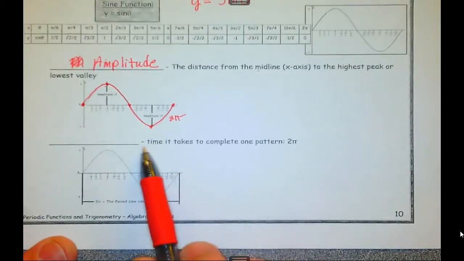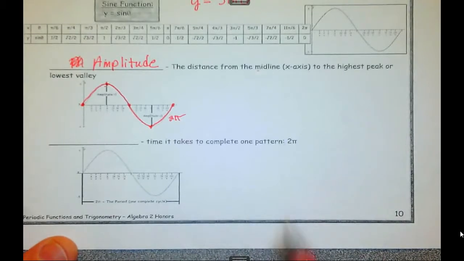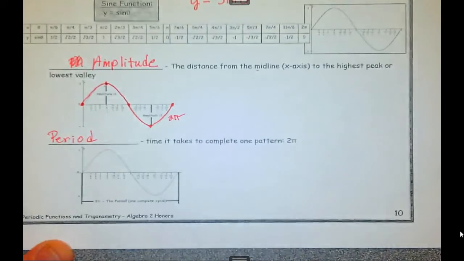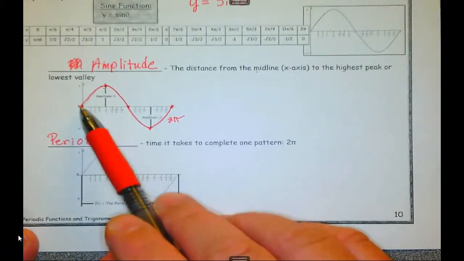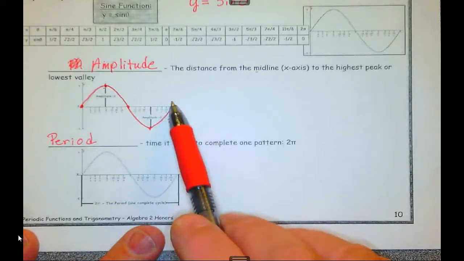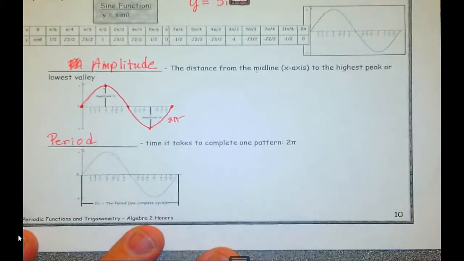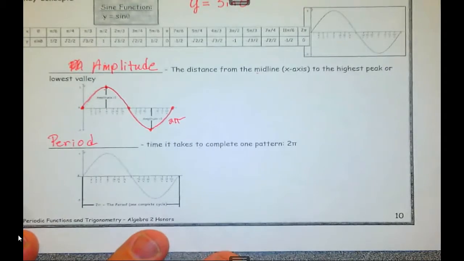Okay, blank is the time it takes to complete one pattern. Time, period. And we discussed this before in 13.1, right? We went through the vocabulary. This is the sine function itself. All this other stuff, this vocabulary, is from 13.1, which some of you were talking and not paying attention, so you probably have no idea what I'm talking about right now.